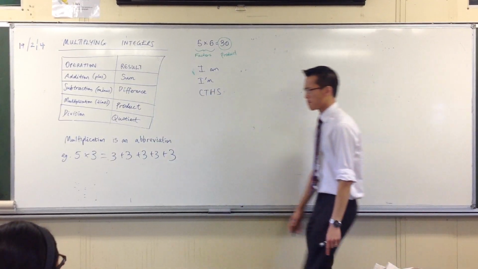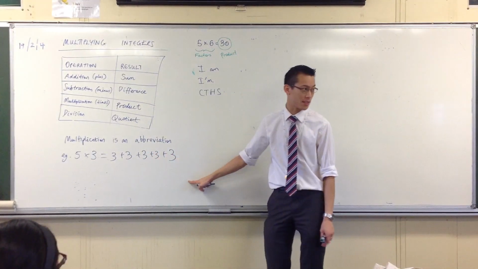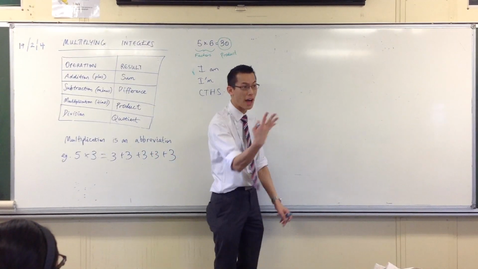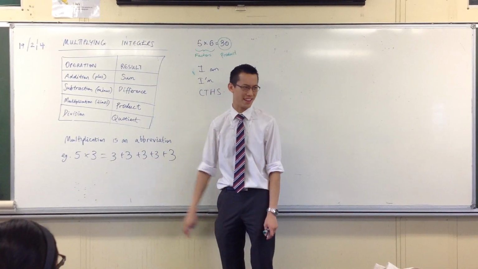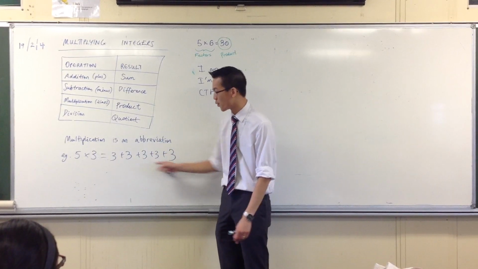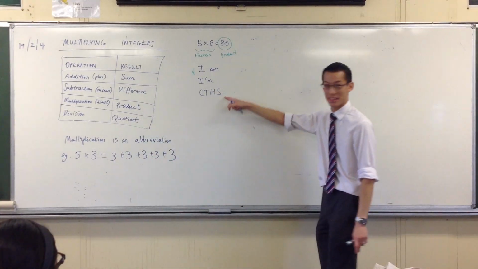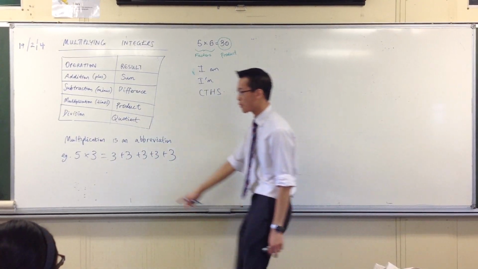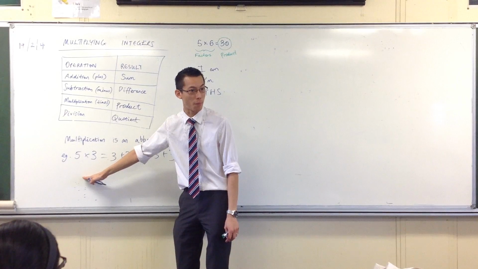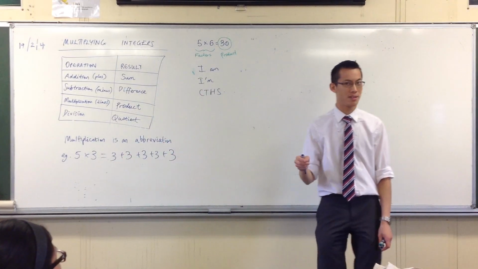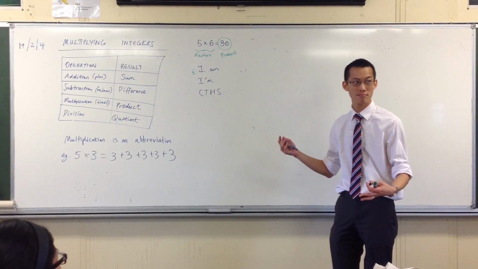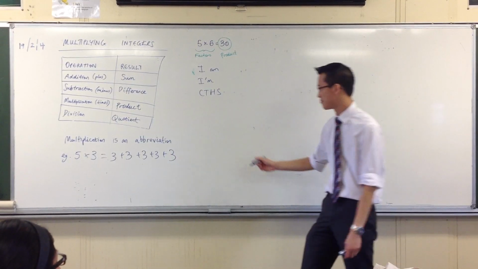Okay, this is what 5 times 3 means. There are 3s, and I've got 5 of them. Okay, but this is long and a pain to write and very repetitive, and you know what this is going to be, just like you know what these are going to be. Which is why we write them in this short form. So what's multiplication an abbreviation of? It's an abbreviation of addition, isn't it?